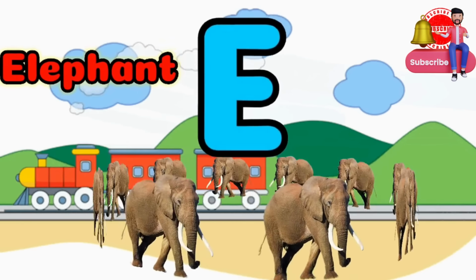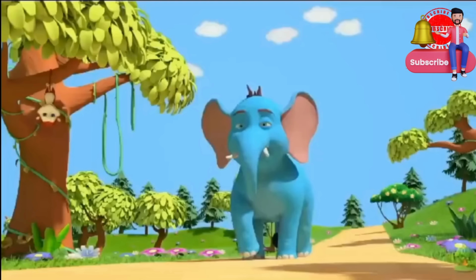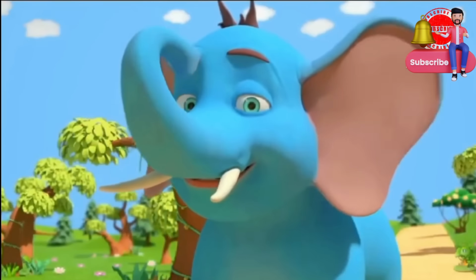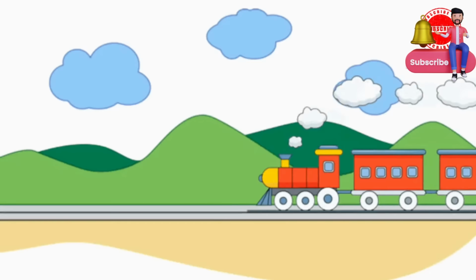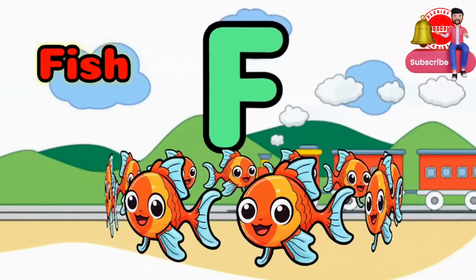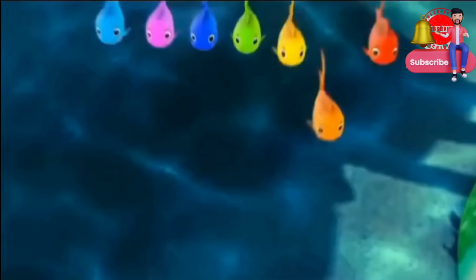E for elephant. I'm a giant elephant, see my floppy ears. F for fish. Colorful, fun fish.